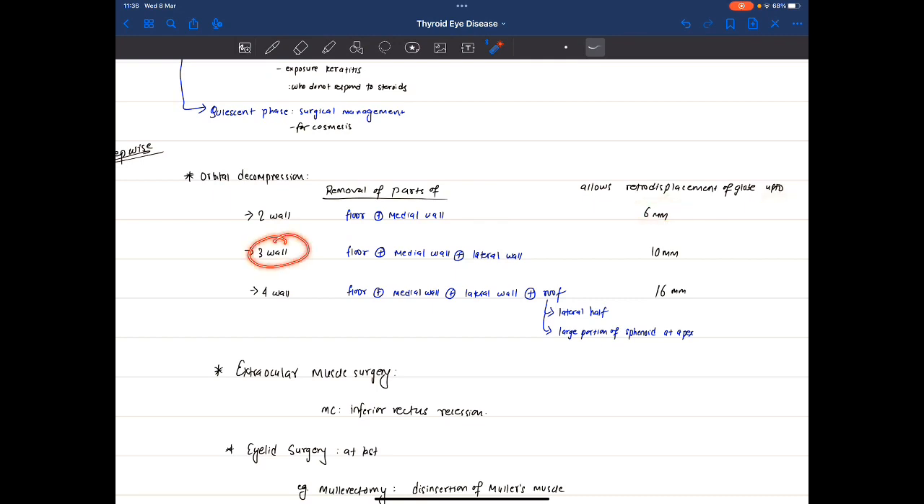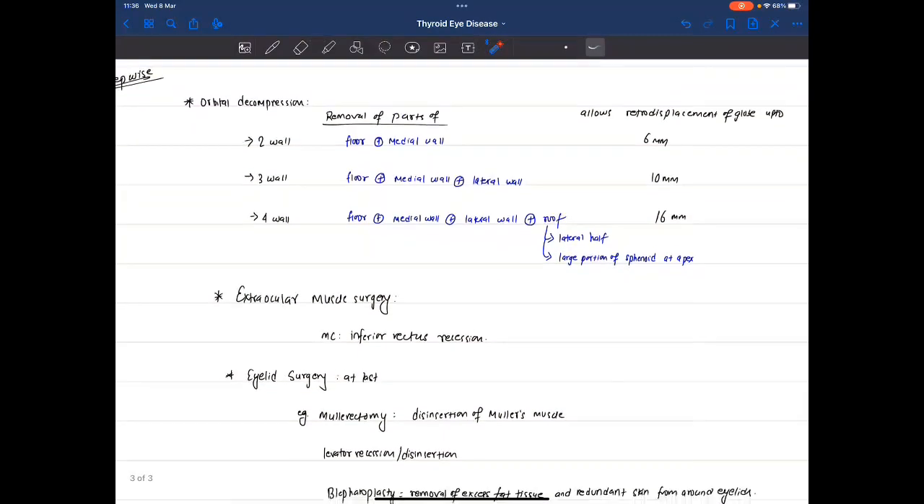In 3-wall decompression, the floor, medial wall, and part of the lateral wall are also removed. So it allows retro displacement of 10 mm. In 4-wall decompression, the floor, medial wall, lateral wall, and part of the roof are removed. In the roof, you remove the lateral half of the roof and a large portion of the sphenoid at the apex. So it allows retro displacement of 16 mm.